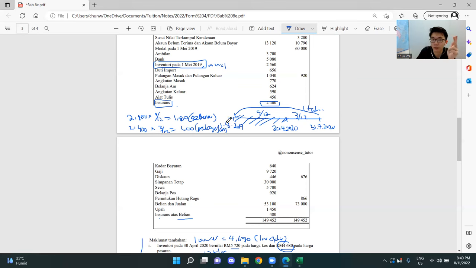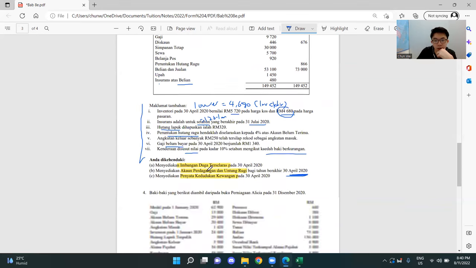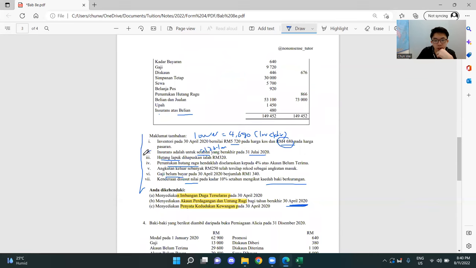Okay, your bab 8A, the account nominal, the part belum bayar, belum terima, prabayar, belum terpoleh. All these things we learn from there. All right, so make sure later you know how to record for this part. Then next. So there is an insurance prabayar and the insurance. Okay. So that is for the insurance part.